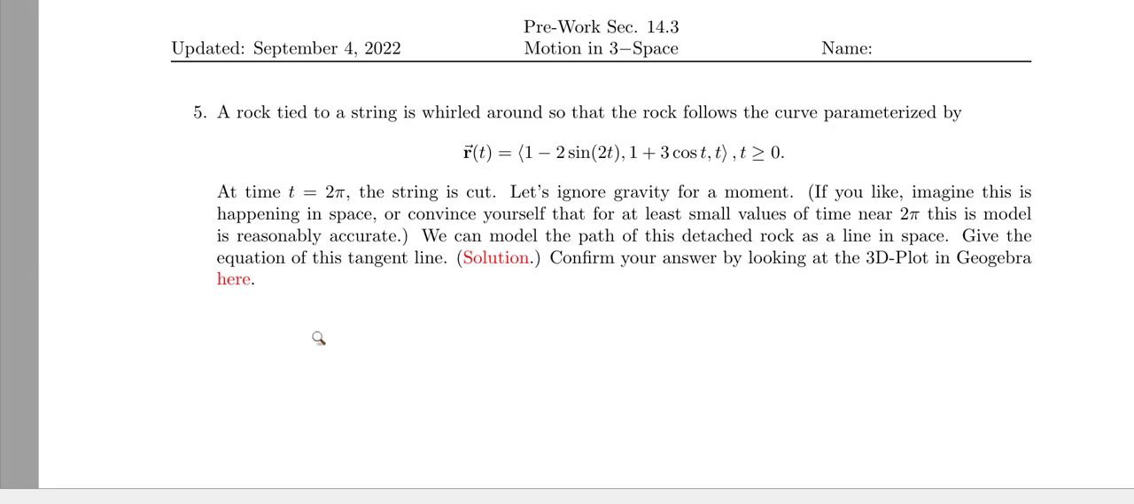So folks, I think that my written explanation for number 5 is sufficient to do what you need to do for this problem. So I'm not going to write out a whole lot for this, but I do want to give just a quick video description. In this case, we've got a rock tied to a string, and it's whirled around, and the rock is going to follow the curve parameterized by this expression right here.